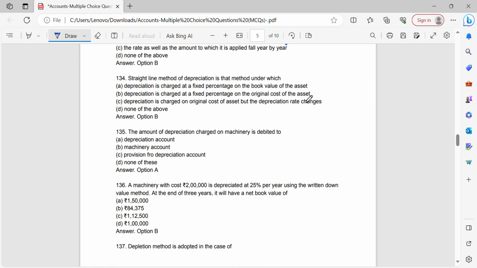The next question is straight line method of depreciation is that method under which option A depreciation is charged at a fixed percentage on the book value of the asset, option B depreciation is charged at a fixed percentage on the original cost of the asset, option C depreciation is charged on the original cost of assets but the depreciation rate changes, option D none of these. The answer to the question is option B, depreciation is charged at a fixed percentage on the original cost of assets.